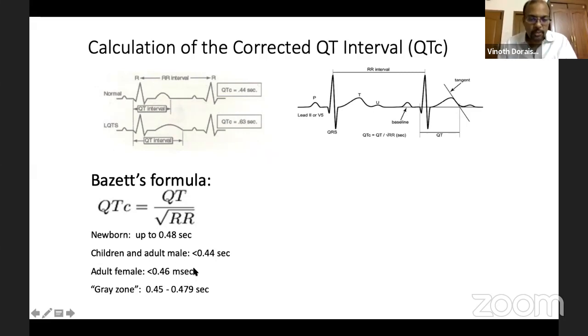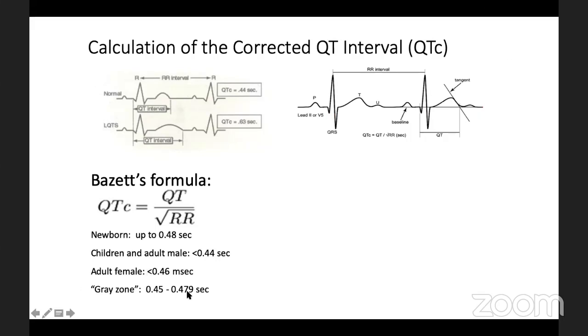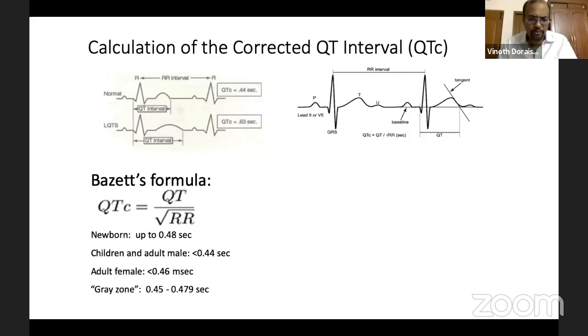In children and adult males, it should be less than 0.44 seconds. In adult females, it should be less than 0.46 seconds. If it is more than this, you can have a prolonged QT syndrome. The gray zone is always between 0.45 and 0.48 seconds.